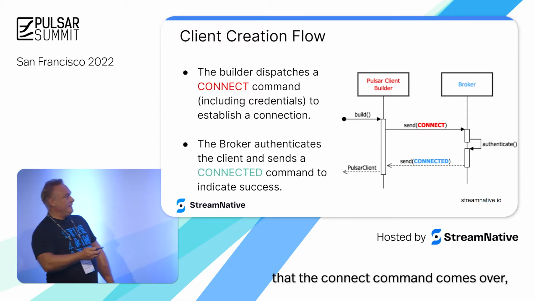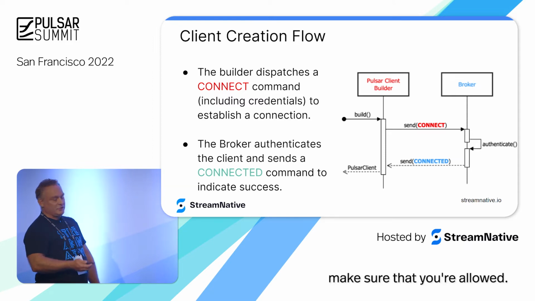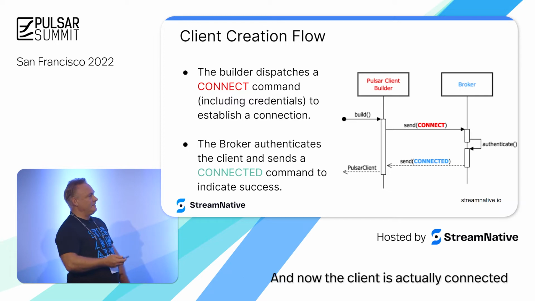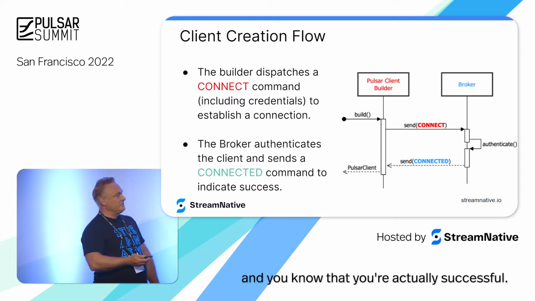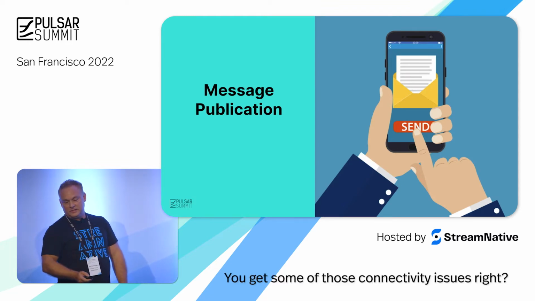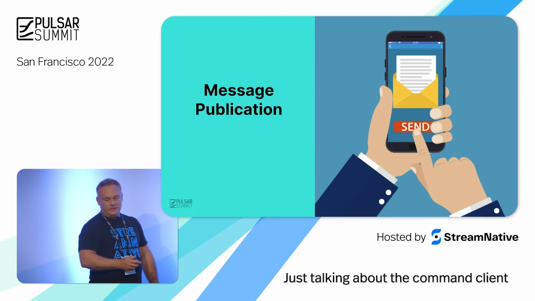The connect command comes over, eventually gets to the broker. The broker does the authentication, makes sure that everything's copacetic. It sends back a connected response to the client, and now the client is actually connected, and you know that you're successful. If something doesn't happen like that, and an exception is thrown, you get some of those connectivity issues, right? So that's the basics. Just talk about the command client and server model.